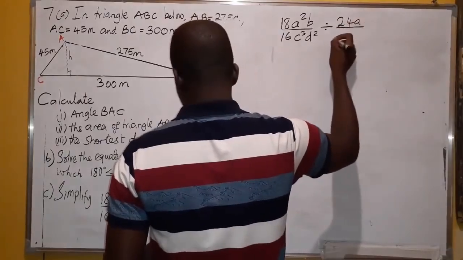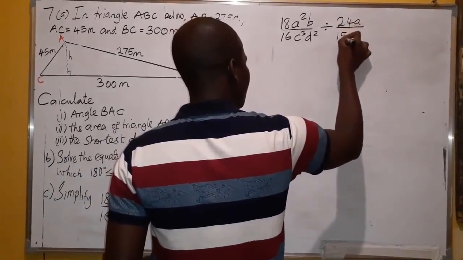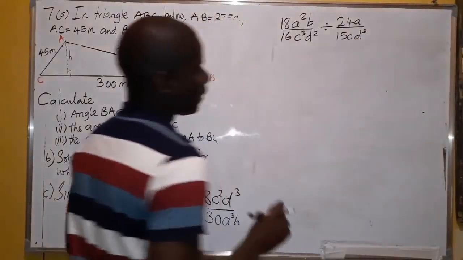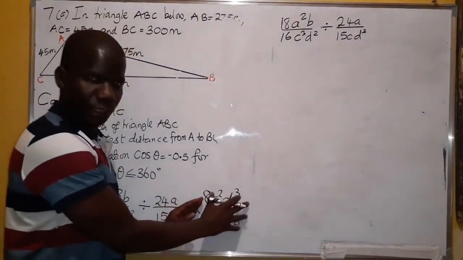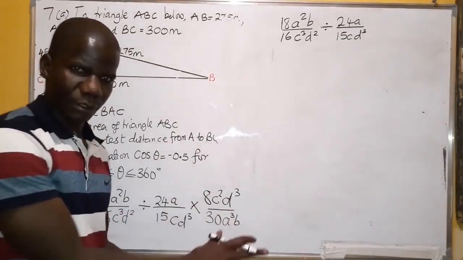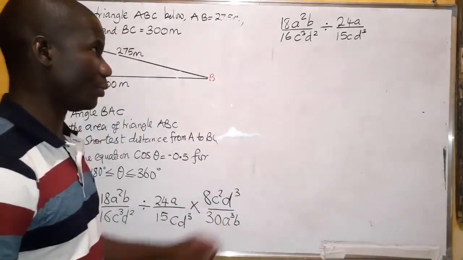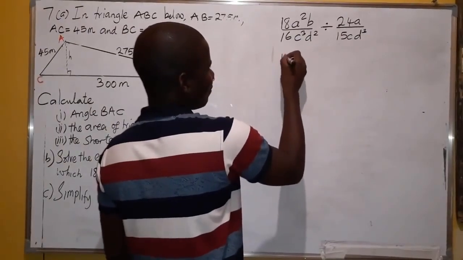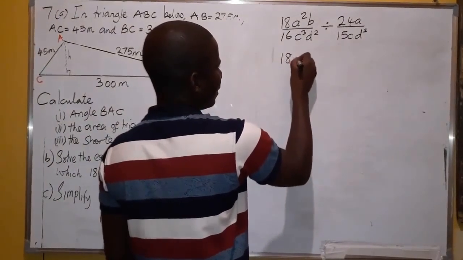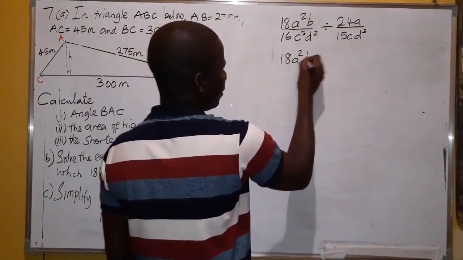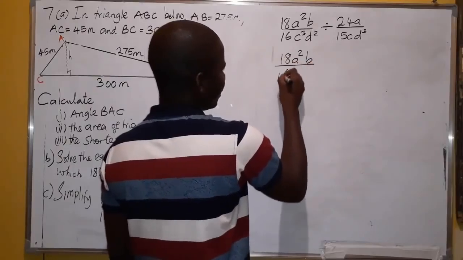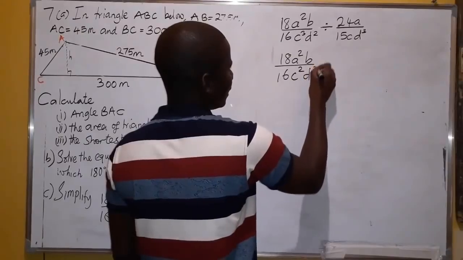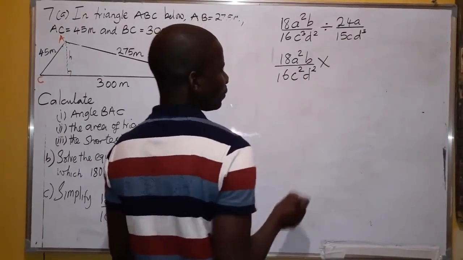24a over 15 c d cubed. Okay, so I said let's ignore the last part first of all. We ignore the last part first of all and deal with these two. So we need to multiply. So we're going to have 18a squared b over 16 c cubed d squared multiplied by, we change this into multiplication.